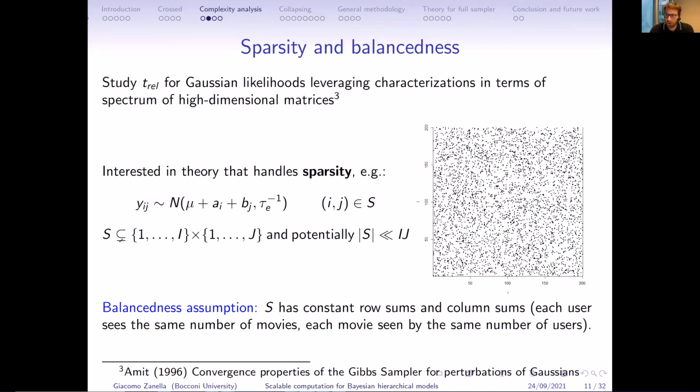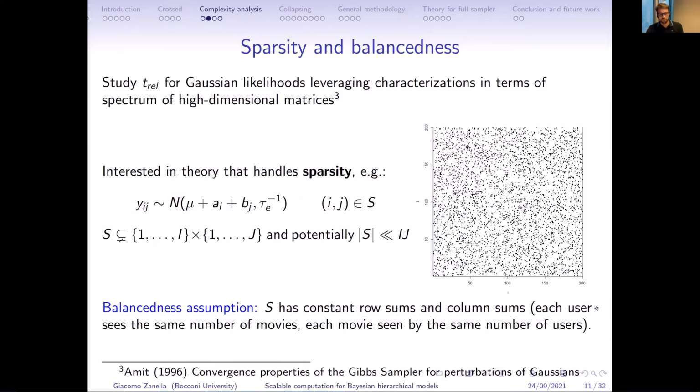On the other hand, one assumption that we make, which is in a sense not desirable, but helps us to get more explicit results, is the balancedness assumption. So we're going to assume that each row sum and column sum of this matrix is constant. The row sum could be different from the column sum, but you have the same number of observations per row and the same number of observations per column. In recommender system terminology, each user has rated the same number of movies, and each movie has been seen by the same number of users. We don't believe that these assumptions hold in realistic applications, but we use them to develop theory, and a lot of the results we find, at least empirically, extrapolate beyond that assumption, and ongoing work is about relaxing that.